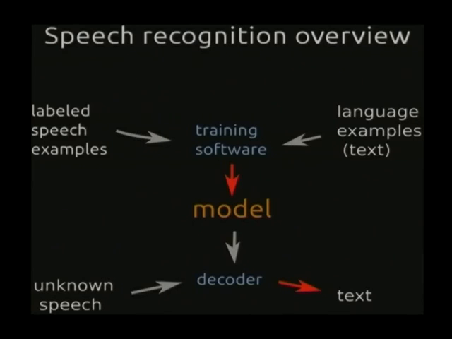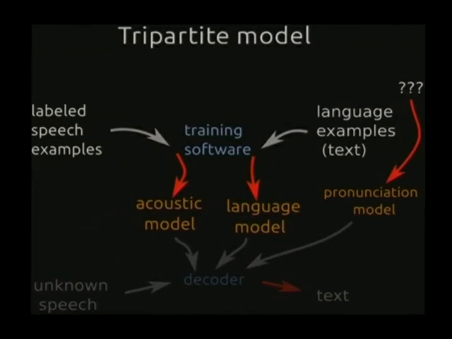Now, calling it a decoder kind of implies that speech is encoded text, which isn't quite the case. And so what you really need is a theory of mind, not just a theory of how speech can be turned into text. But this is in more detail.